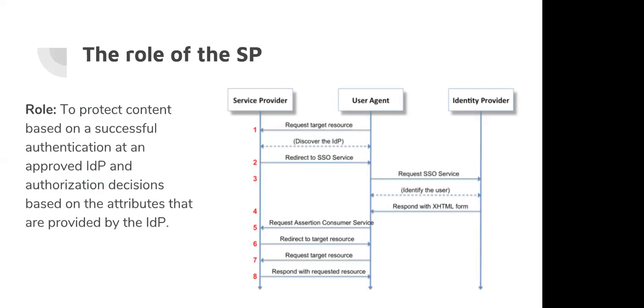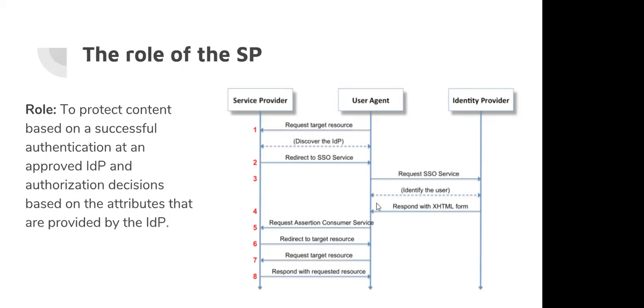The SAML service provider's main role is to protect content based on a successful authentication at an approved IDP, one that the service provider knows about, and authorization decisions that are based on attributes that are provided by that IDP. So, as I said, the service provider protects some sort of content, some sort of file system, some sort of service, and it delegates the authentication off to the identity provider, and the identity provider provides back some information about the user that the service provider can make decisions about if that user is entitled to use the service or not.